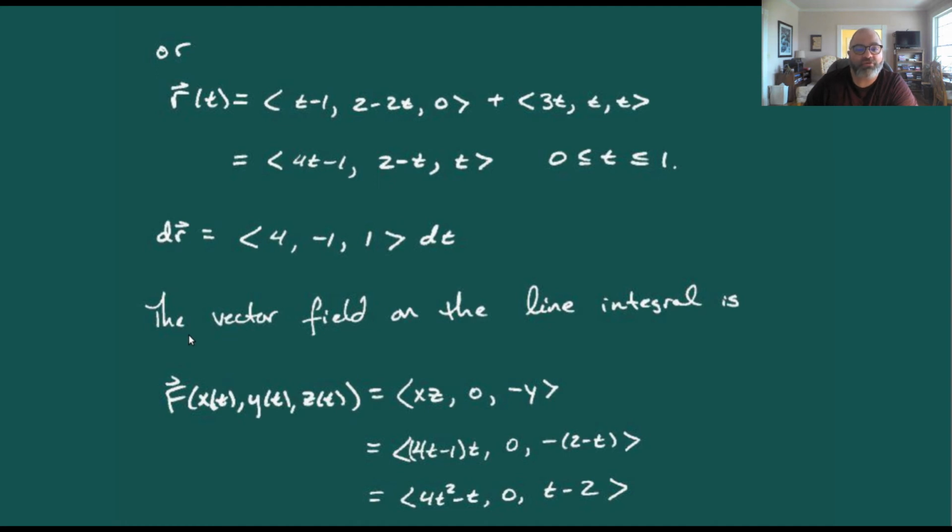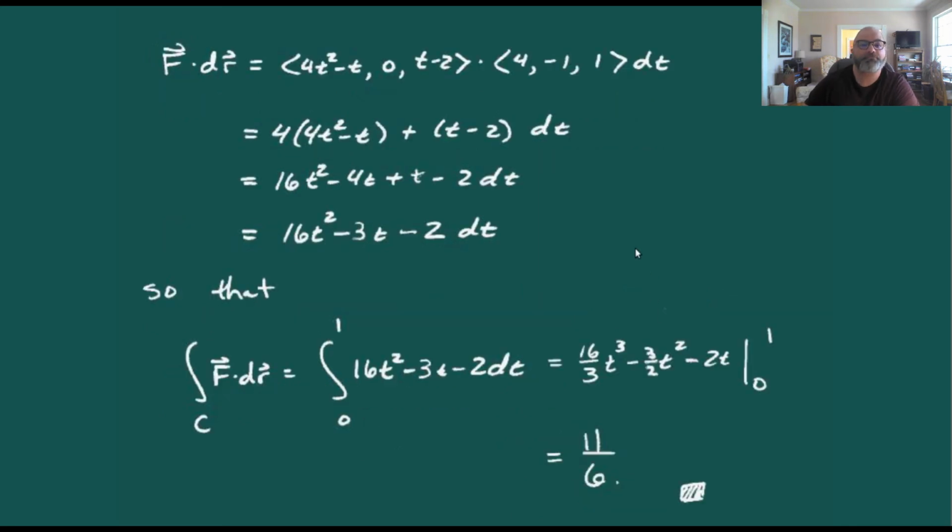For the vector field, if we restrict it to the curve, we take our component functions x times z, 0, and minus y, and plug in the values from our parameterization. x was 4t minus 1, y was 2 minus t, and z is t, so that we get (4t minus 1) times t, 0, and then minus y just becomes minus (2 minus t). If we simplify all that, we get an expression like what we have down here.